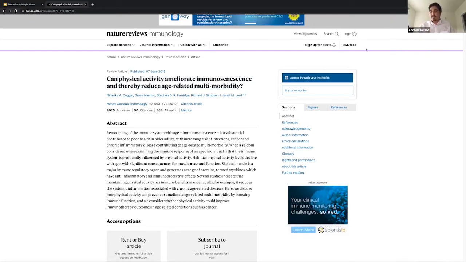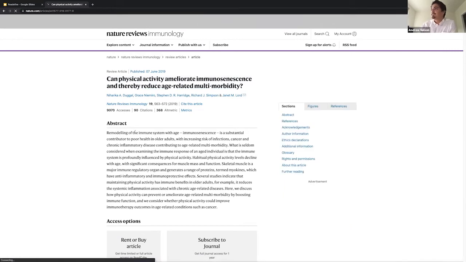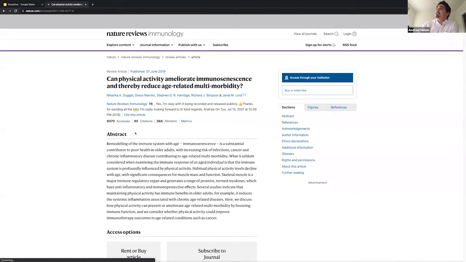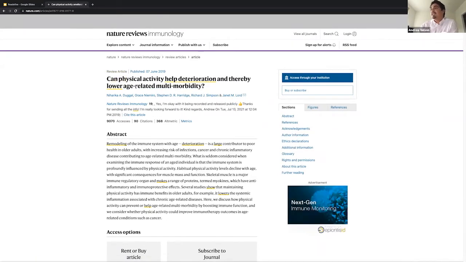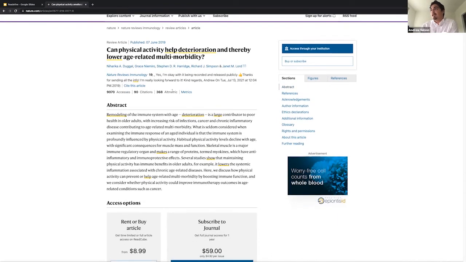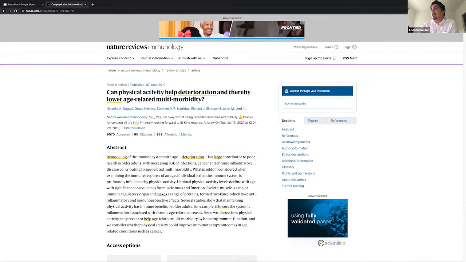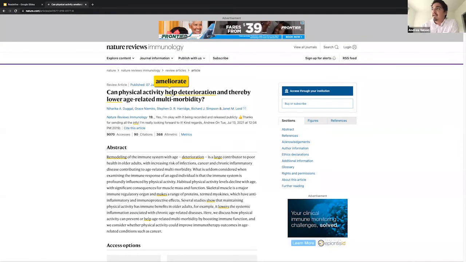So I decided to see what Redefine would look like on this page. We'll go ahead and refresh this page and see Redefine in action. So now Redefine has changed it to read, "Can physical activity help deterioration and thereby lower age-related multimorbidity?" Instead of saying ameliorate, it now says help. Instead of saying immunosenescence, it now says deterioration.